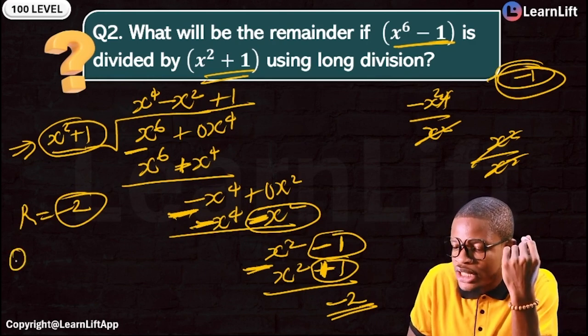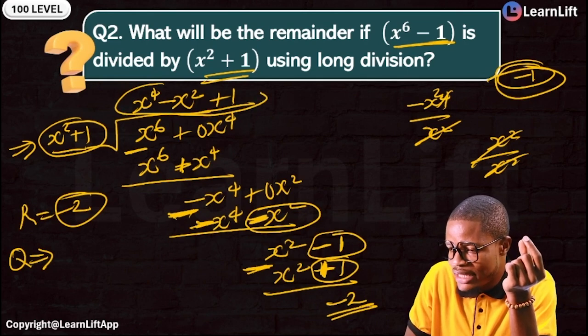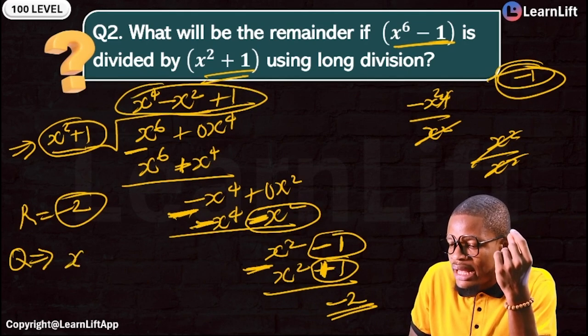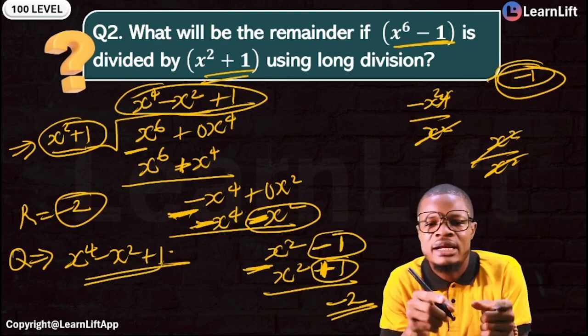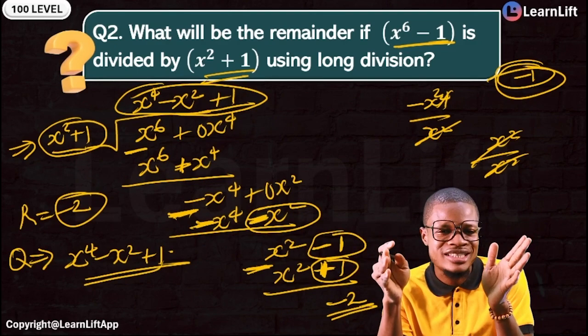And what is the quotient? The quotient is whatever you have that is up here. So what is that going to give us? X raised to the power of 4 minus x squared plus 1. So this becomes the final answer. Simple, direct to the core. Are you seeing it now?